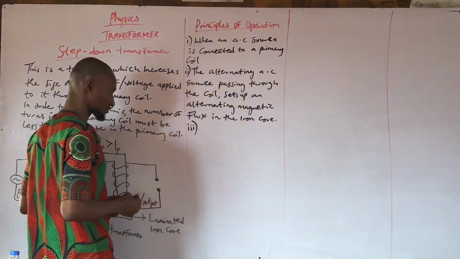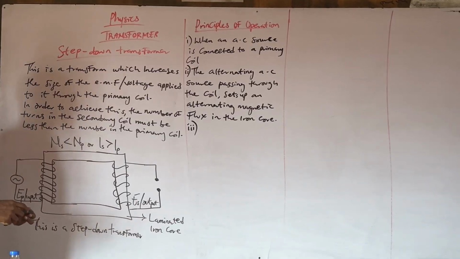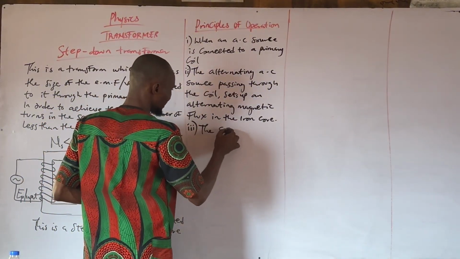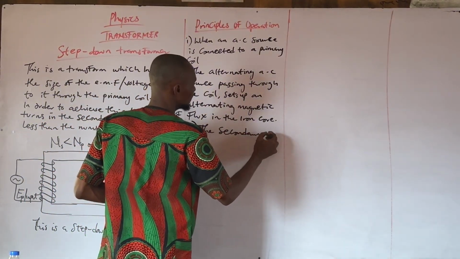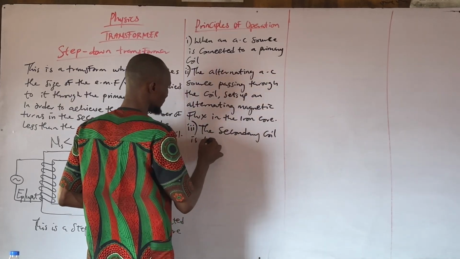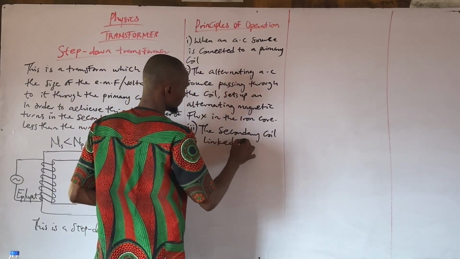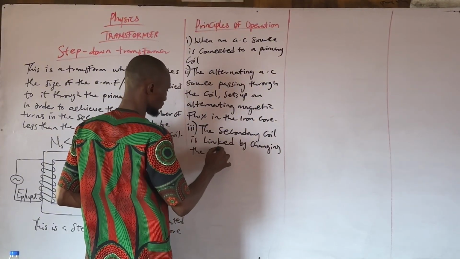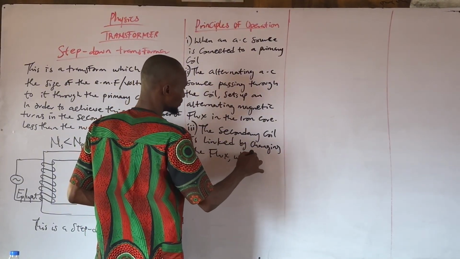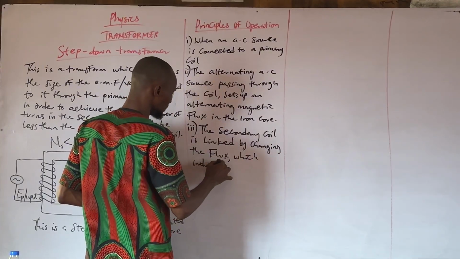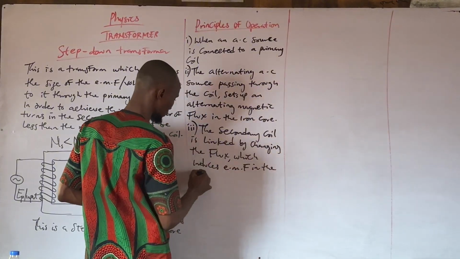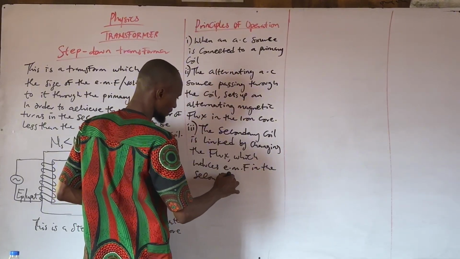Two: The secondary coil is linked by changing the flux, which induces EMF in the secondary coil.